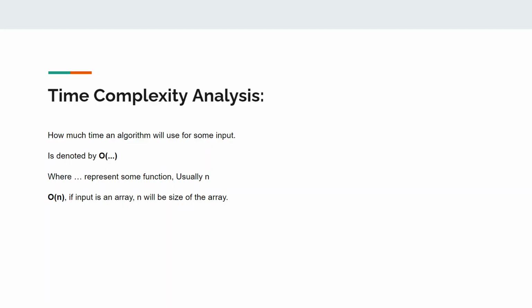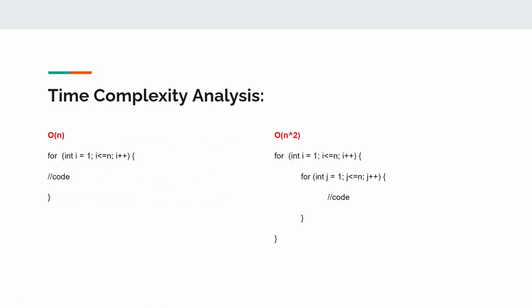For example, O of n is the time complexity of an array with some inputs, where the array is of size n. Okay, so I want to give you some different examples of how this time complexity analysis changes for different code. Suppose we have a for loop that just goes from 1 to n, and we have certain logic inside it. Then the time complexity for that is O of n.